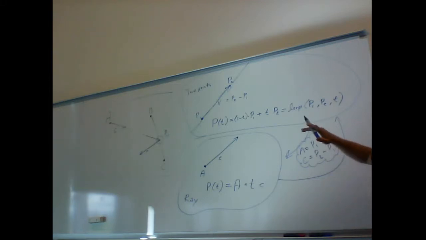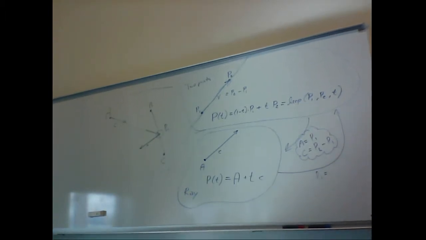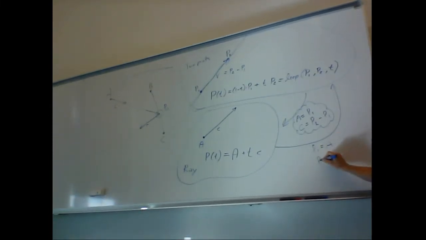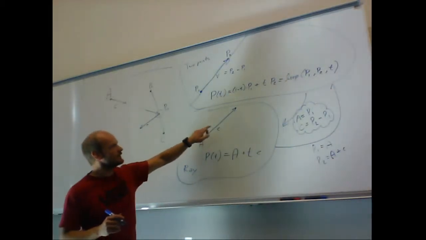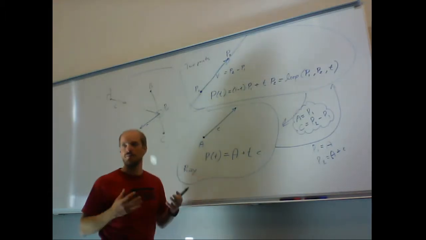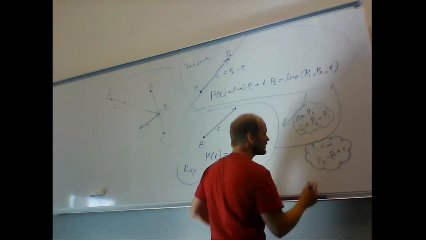I want to find P1 and P2 from A and C. Then P1 equals A, and P2 equals A plus C. All right, A plus 1C, or just A plus C. So P1 will end up here, P2 will end up being exactly P1 displaced by one amount of C. Okay, this is simple enough.